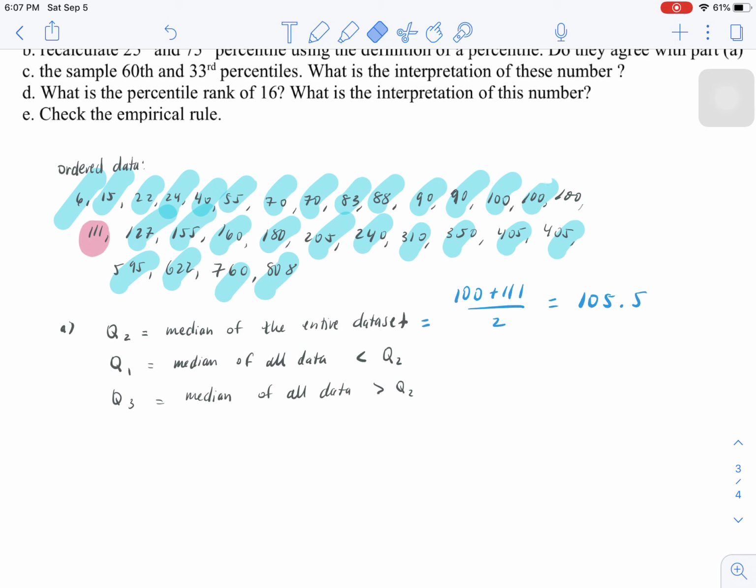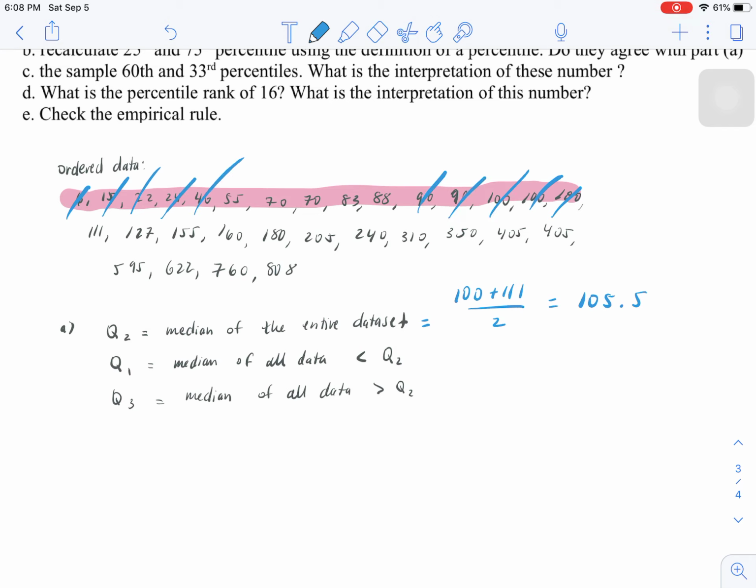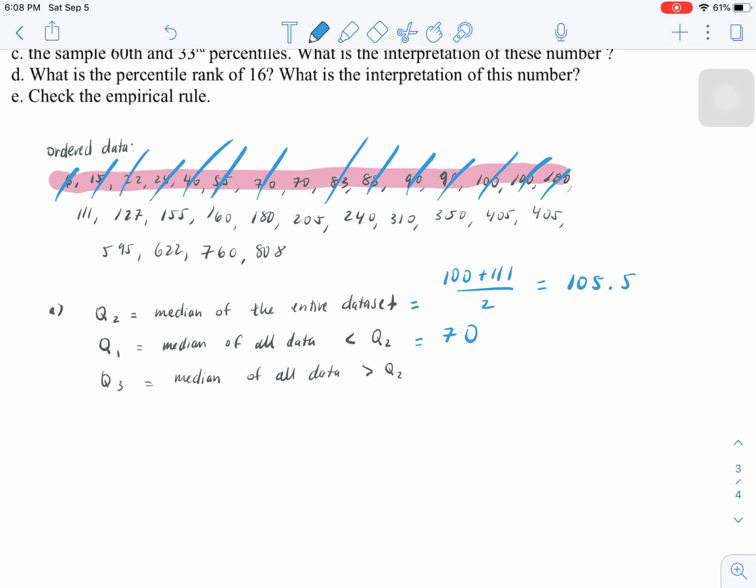Okay, next, let's find Q1. Q1 is the median of all my data points less than 105.5. Let me highlight those. That's everything in this first row. Now let's find the median. I'm going to cross these off, 1 from each side, until I get to the one in the middle, which is 70. So my first quartile is 70.